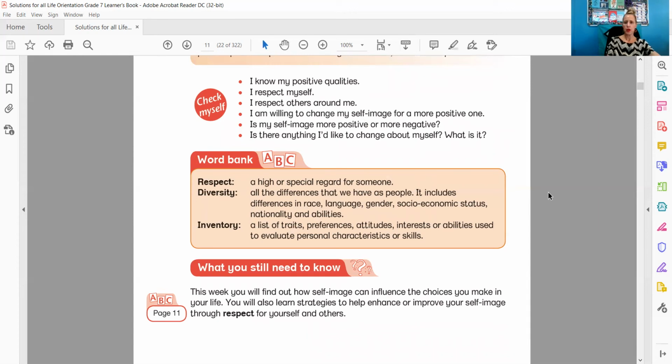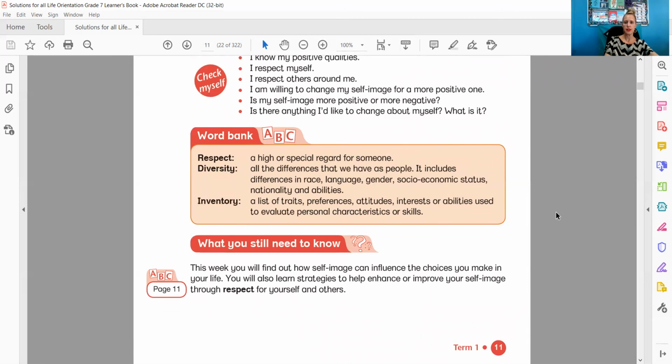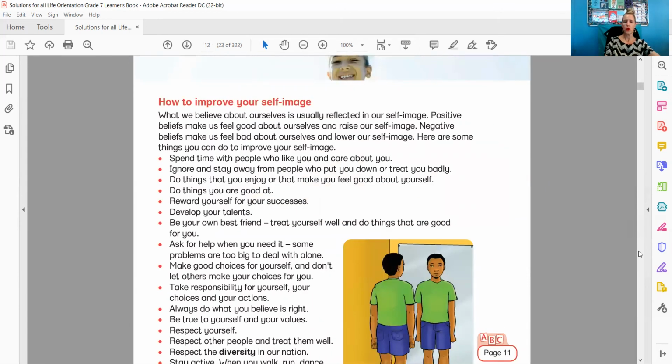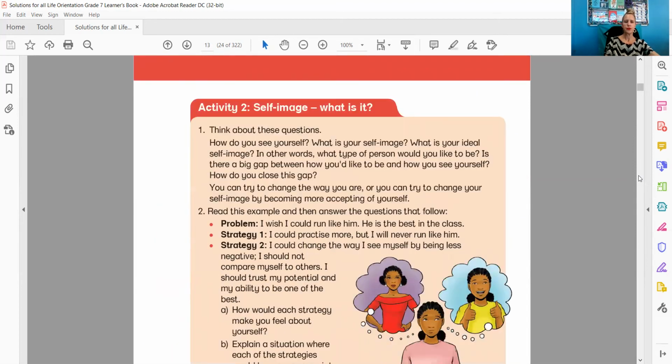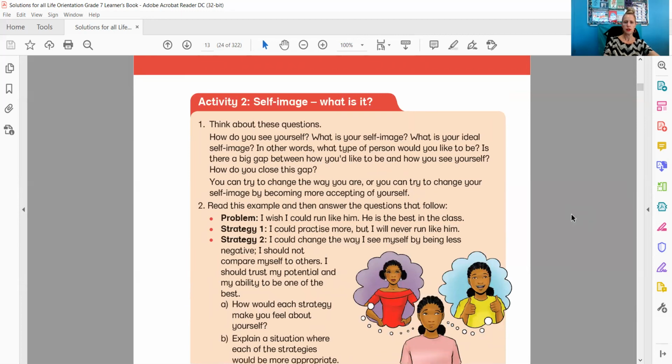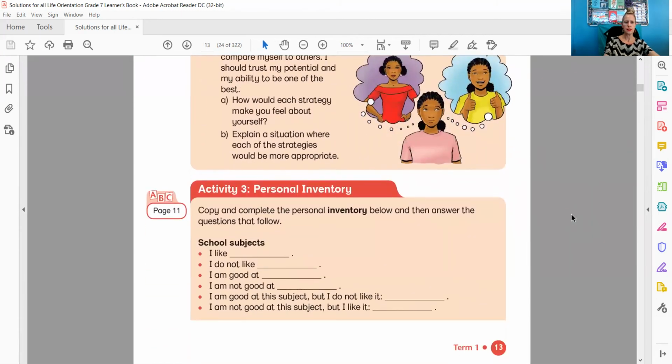All right, so the other thing I want to do today, I'm going to look at those things in more detail. But for now, I want us to look at ways to improve our self-image. Okay. I am going a little too fast here. All right.